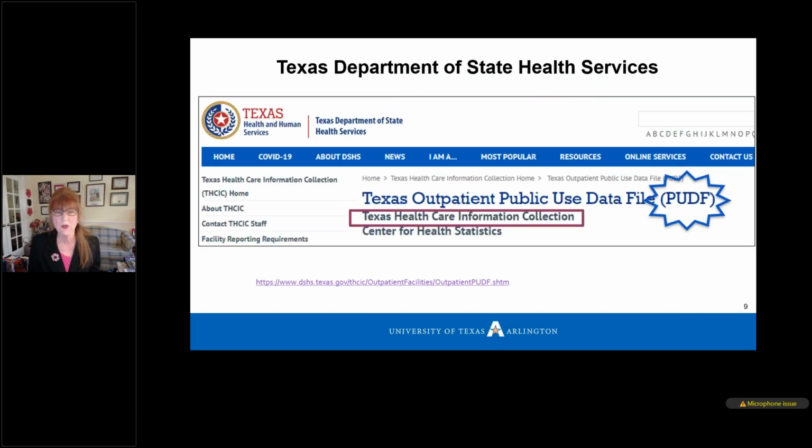So in this case, what we have is the Texas outpatient. Now write this down, PUDF, public use data file. That means that by HIPAA standards, it has been de-identified. They're real cases that you're seeing, but the name and the exact location are removed. You will get the zip code and some specifics, but the patients are not indicated. It is available for use on this particular website.